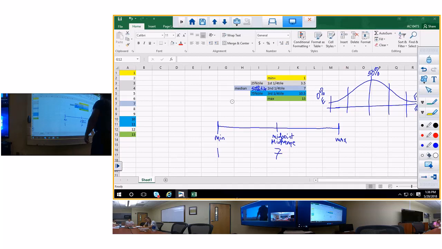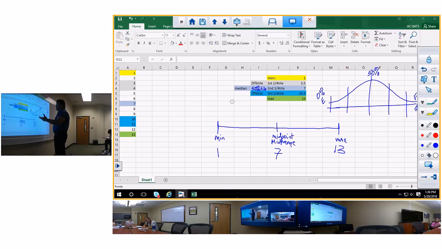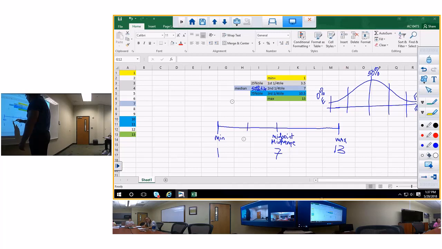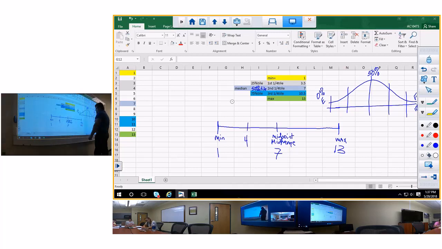1 goes here. And 13, what's the max? 13? Okay. Now I got to find the mid-range of the mid-range of the mid-range. I got to keep finding them until I graduate this number line so I can put something on it. Right now I got 1, 7, and 13. That's not good. I got to get some more graduations. So what's 1 plus 7? 8 divided by 2? What's 7 plus 13? 20 divided by 2? What's 1 plus 4? 5 divided by 2?